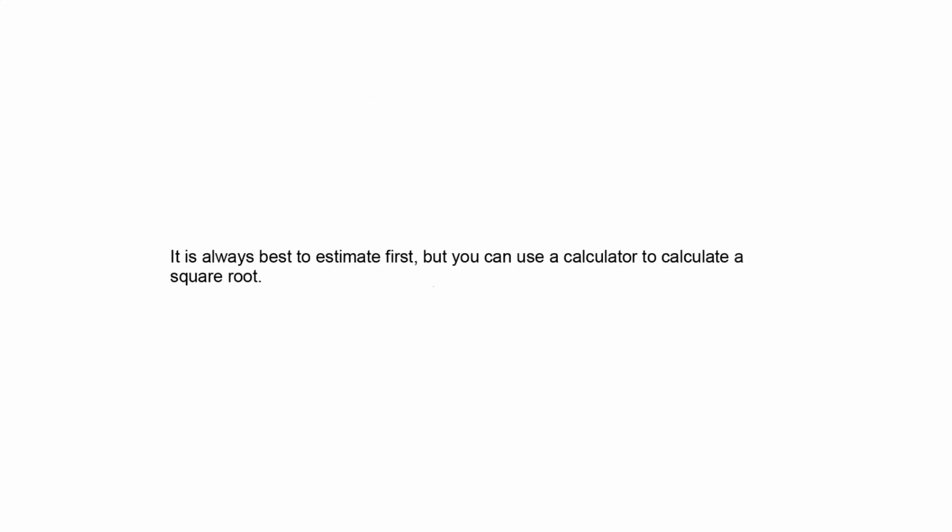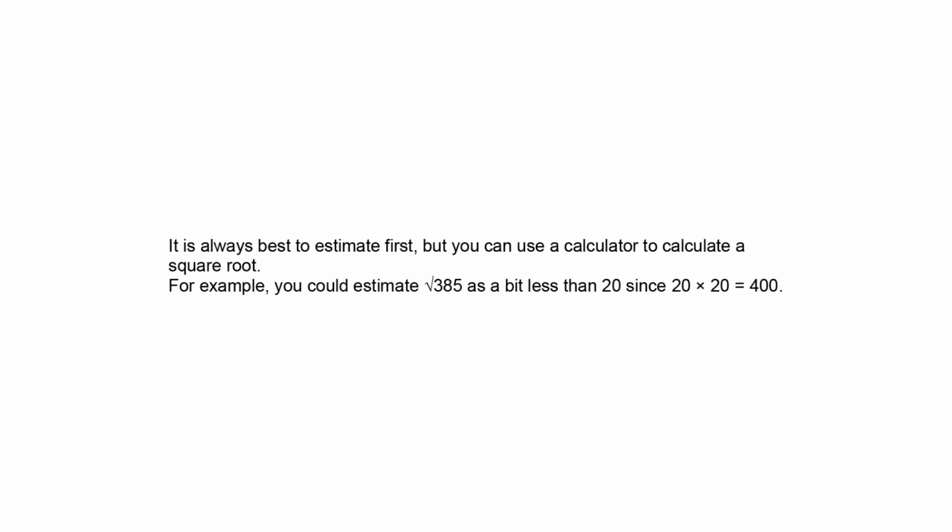It's always best to estimate first, but you can use a calculator to calculate a square root. For example, you could estimate that the square root of 385 is a bit less than 20, since 20 times 20 is 400, and you're just trying to get to 385. You know that 20 times 20 is a little bit big, so the square root of 385 should be just a little bit less than 20.